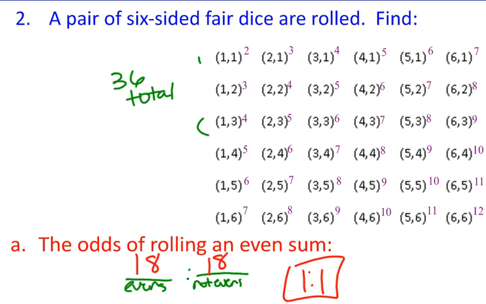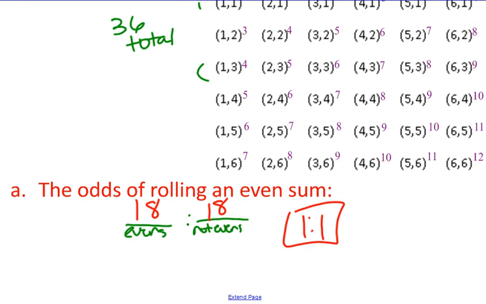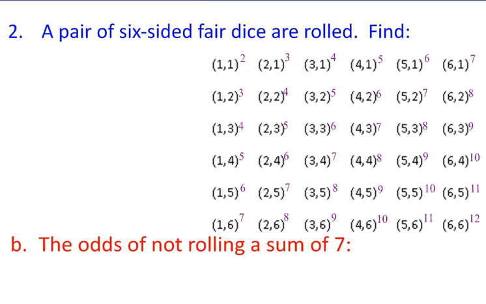Letter B says the odds of not rolling the sum of 7. So, the odds of not rolling the sum of 7. Oops, next screen. How about not rolling the sum of 7? So my first one, I'm just going to put this answer up here so you can see better. Here's my odds. So my first one would be not a sum of 7.